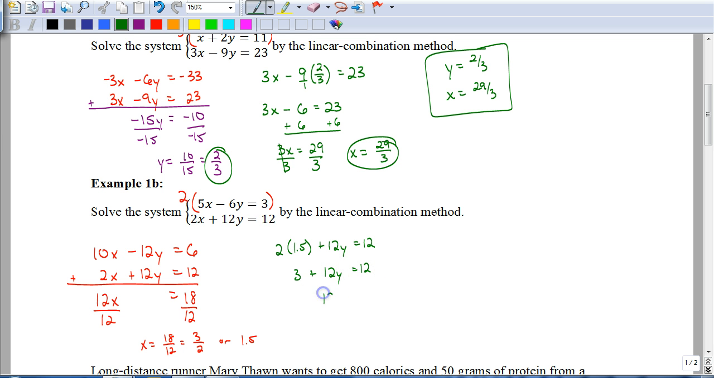Subtract 3 from both sides gives me 12y equals 9. Divide both sides by 12 gives me 9/12. Well, that reduces, 3 goes into both of those, so that reduces to 3/4, or 0.75. So here you can say x equals 1.5 and y equals 0.75. Or you could have used the decimal or the fraction equivalents.